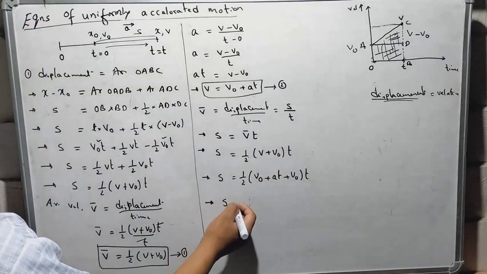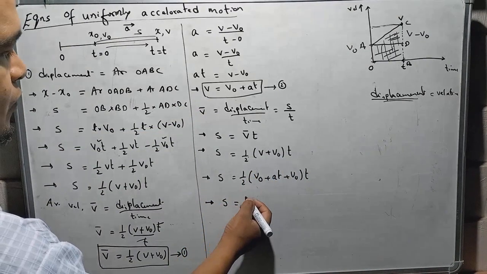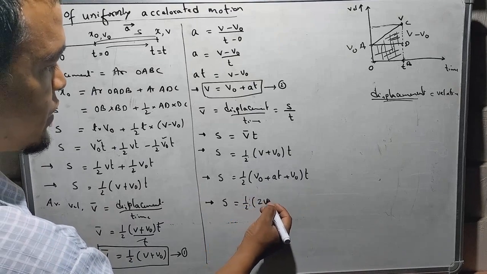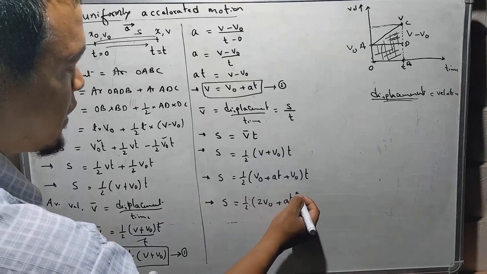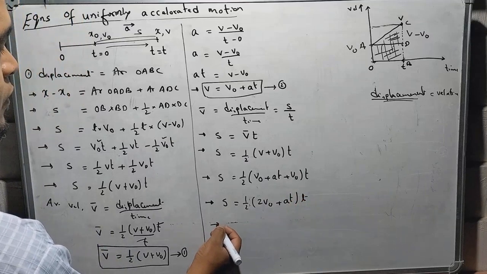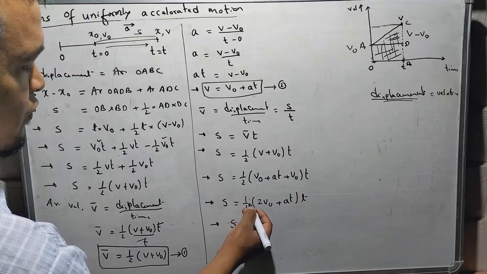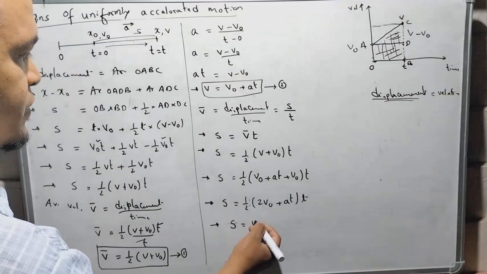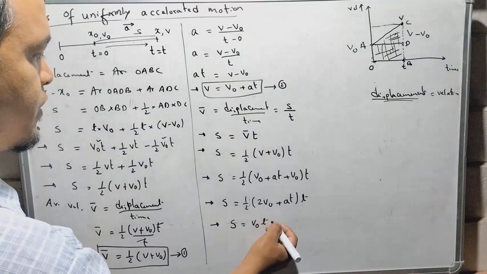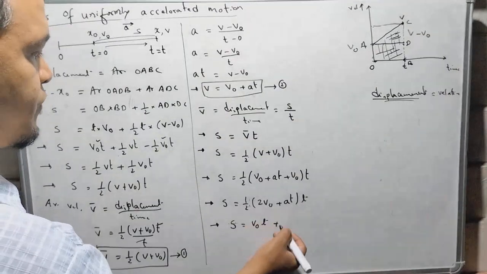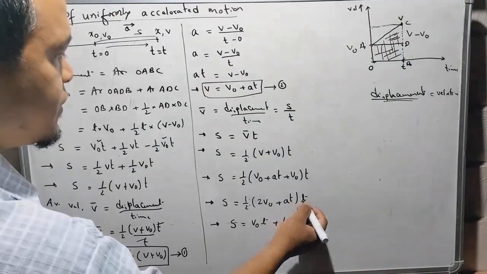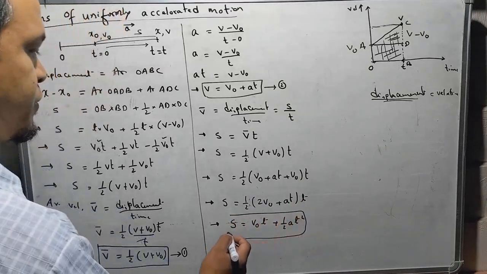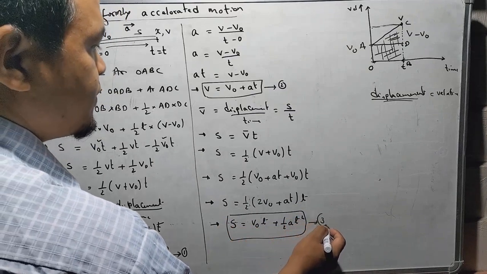Or S is equals to, now looking in the bracket, we have V naught plus V naught, it means twice V naught, and then plus AT, and outside we have small t. Next, S is equals to, now if you remove this bracket, you multiply with this factor half, then this with this cancel, you'll get just V naught T plus half A, and then TT becomes T square. So this is the next equation of motion, that is equation 3.